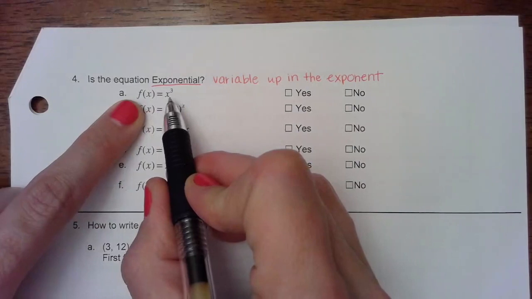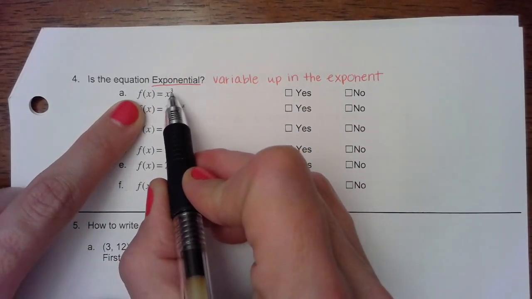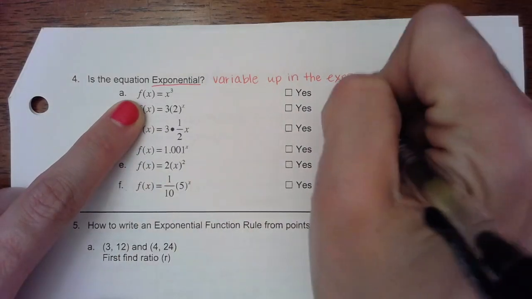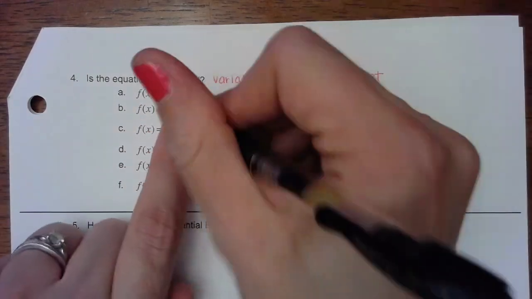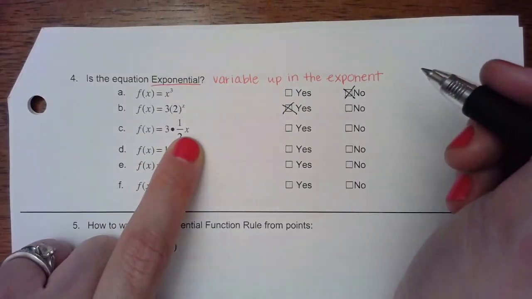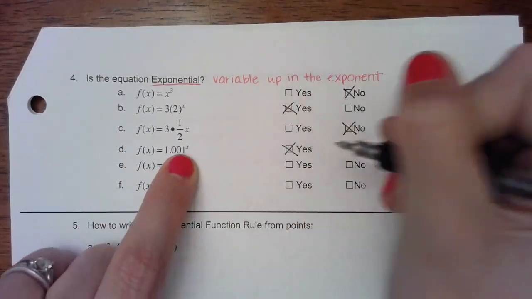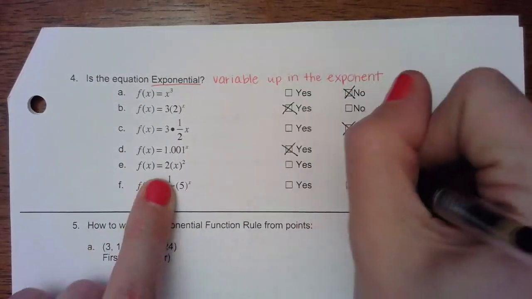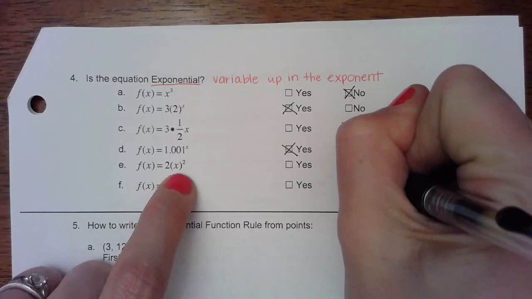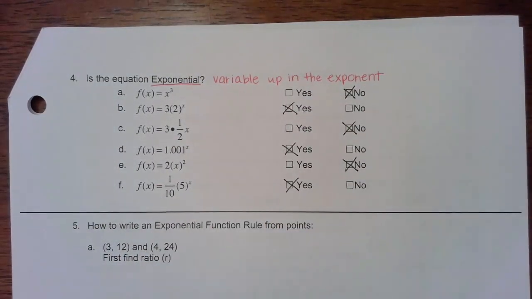This one has an x, but it's not up in the exponent. It does have an exponent of 3, but this would be a cubic function because this is raised up to the 3rd power, so that's not an exponential function. This one's a yes because it has an x up in the exponent. This one, the x is regular sized, it's not up in the exponent. This one would be a yes because the x is in the exponent. This one would be a no because the x is not up in the exponent. And then this one would be a yes because the x is up in the exponent.